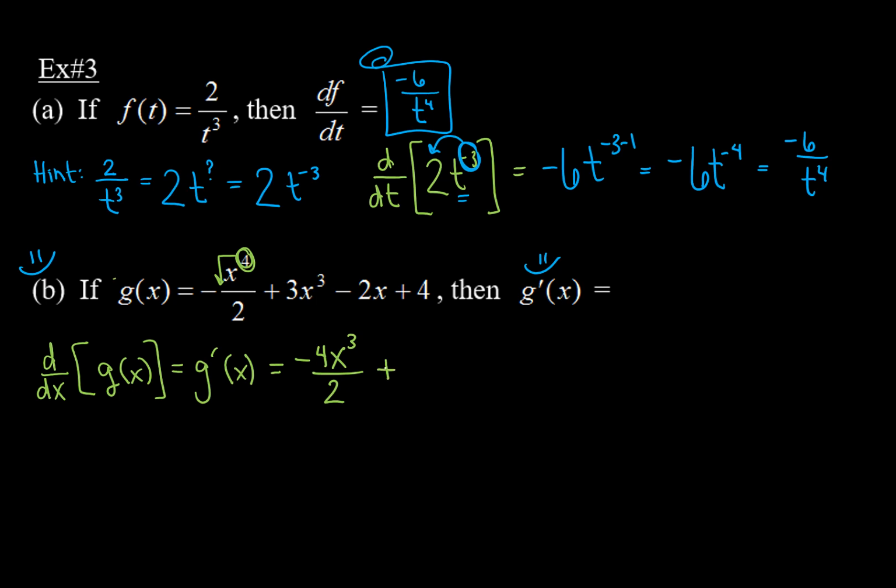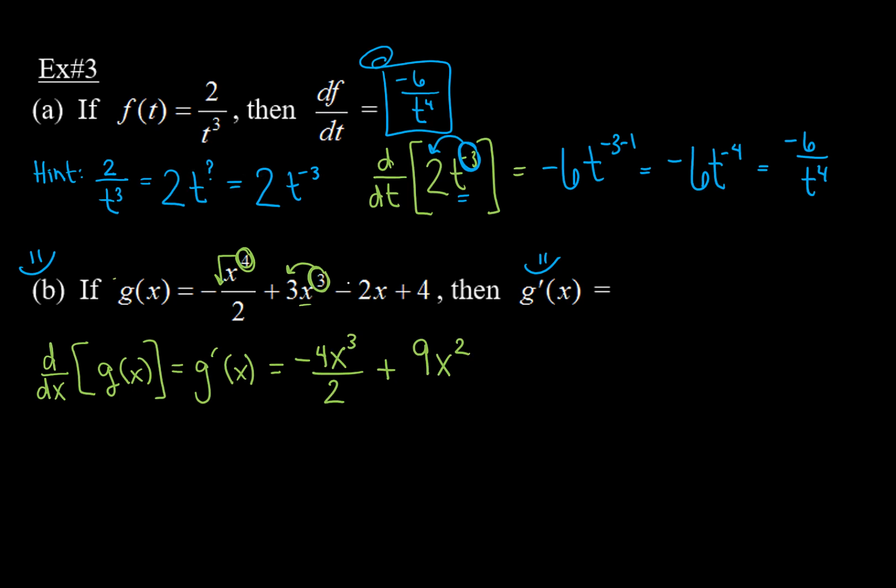Now I'm going to take the derivative of the next term. So I have 3x to the third. I'm going to take the 3 and bring that down to the front. So 3 times 3 is going to give me 9. And then I keep the x, and then I reduce the power by 1. So I'm going to end up with 9x squared.